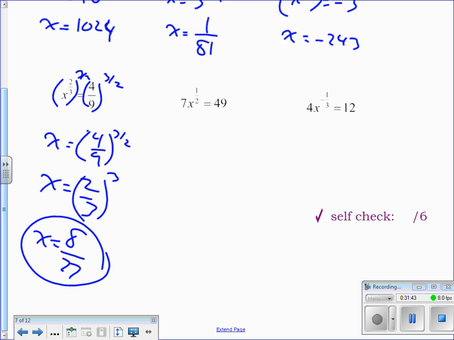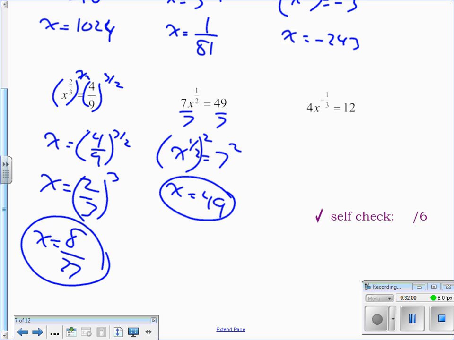Next one, what do I have to do first? Divide both sides by 7. I get x to the 1/2 equals 7. And then to get rid of the 1/2, I square both sides. x equals 49. Not too bad.